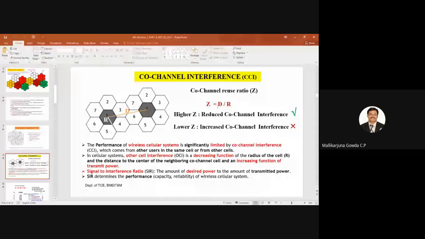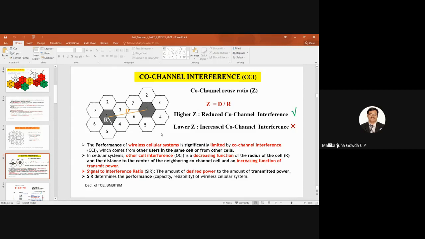So co-channel reuse ratio is defined as what? It is denoted as Z, which is equal to D by R. D is the distance between the co-channel cells and R is the radius of the cell. So a higher value of Z leads to reduction in the co-channel interference, and a lower value of Z leads to increased co-channel interference, right? Okay.